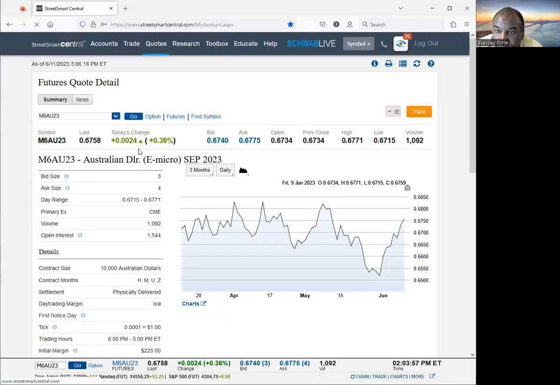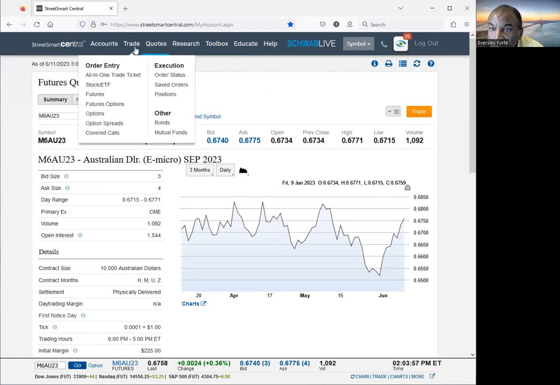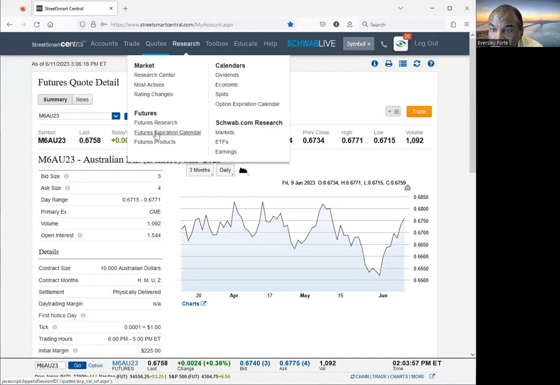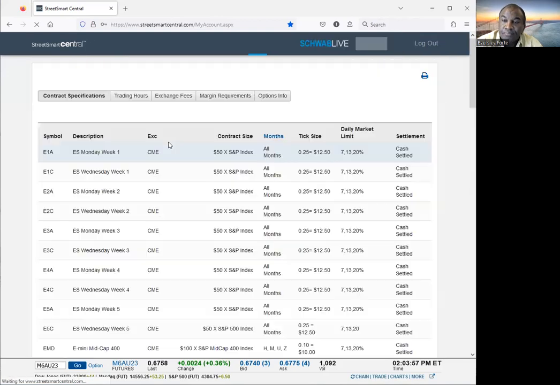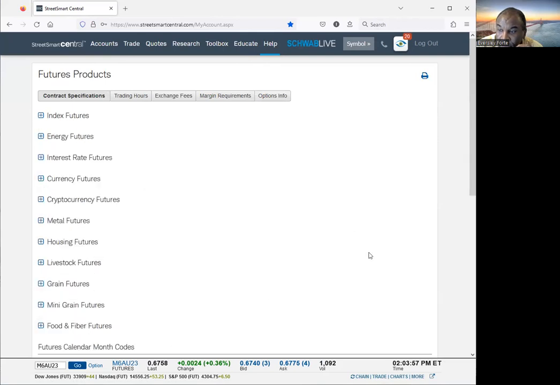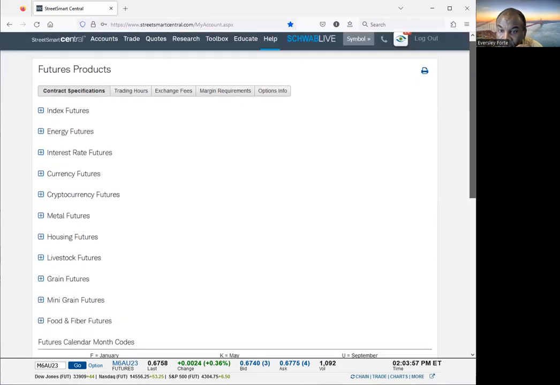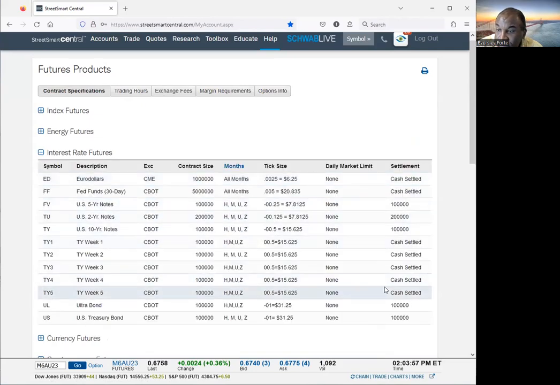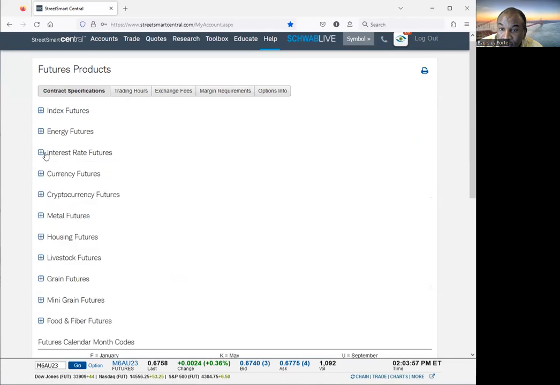Okay, so this is Schwab, Street Smart Central, and I'm going to go to futures products. These are all index futures here. These are all the different types of futures available to trade at Schwab. You can click on any of them, and it expands the list to all the different types of futures contracts available for trading.